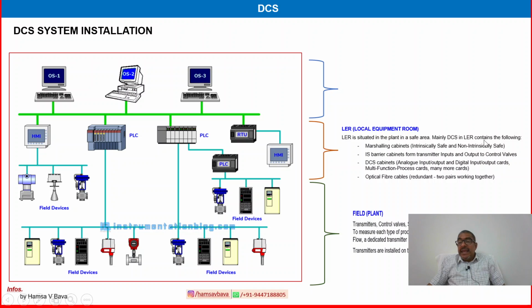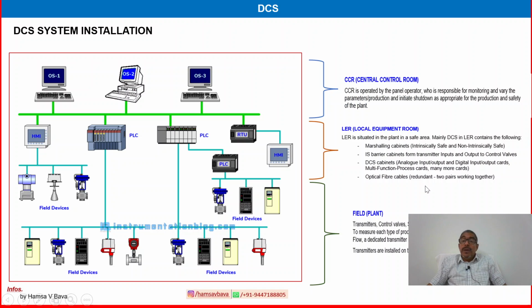Mainly DCS in LER contains, so DCS is also involved in LER as well, the following: marshalling cabinet, intrinsically safe and non-intrinsically safe IS barrier cabinet for transmitter inputs and outputs. So IO modules, input output modules to control valves, both are there, input module and output module. Input module is coming from the field, output module is going to the field. DCS cabinet, analog input output, digital input output card, multifunction process card, more cards. Optical fiber cables, that is a communication cable, redundant, two pairs working together.